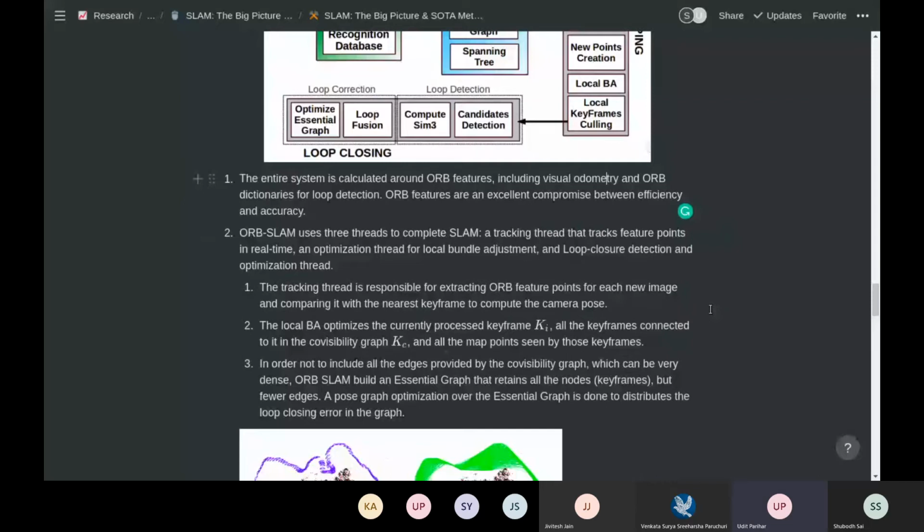It divides the whole pipeline into three major components. The first is tracking. The second component is local bundle adjustment, and the third is loop closing. This ORB SLAM builds on its predecessor PTAM, which came in 2007, and this ORB SLAM paper came in around 2015. The idea is borrowed from PTAM that you can separate out tracking and mapping. That's why around that time the idea of front end and back end came. ORB SLAM proposes that you can do tracking, local bundle adjustment, and then loop closure and pose graph optimization in three different threads. So this paper has a high impact in the SLAM community.